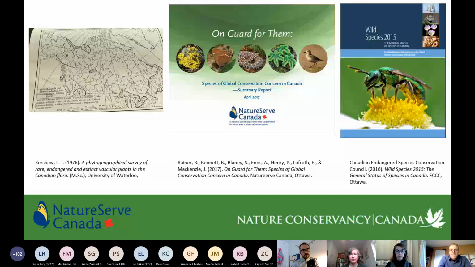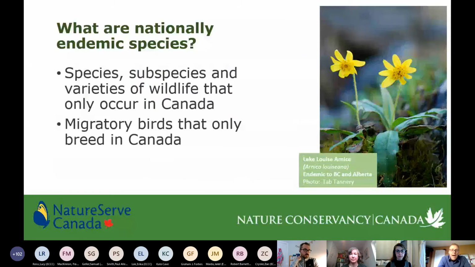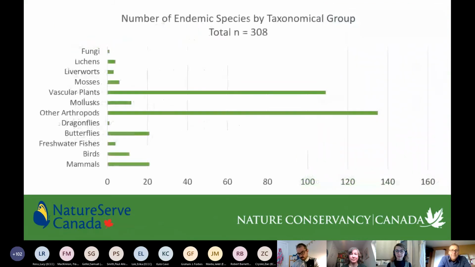In terms of defining them, I'm going to say species, but we actually do include subspecies and varieties as well. We didn't include designatable units, and then we did include birds that only breed in Canada. There's only 2 of them, I guess 3 if you count Labrador duck, but that was a small group. But species that are essentially only found in our country. We came up with a list of about 308. And as you saw, most of them are vascular plants and arthropods. That basically reflects that most of the species in Canada are vascular plants or arthropods. About 80% of the nationally endemic species are made up of these 2 groups.